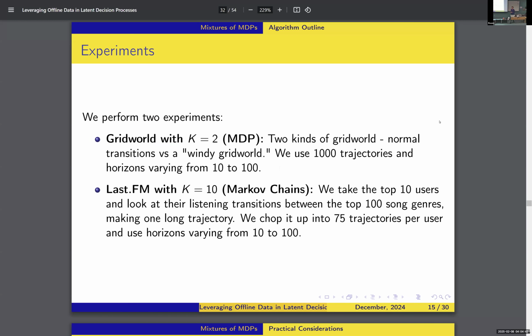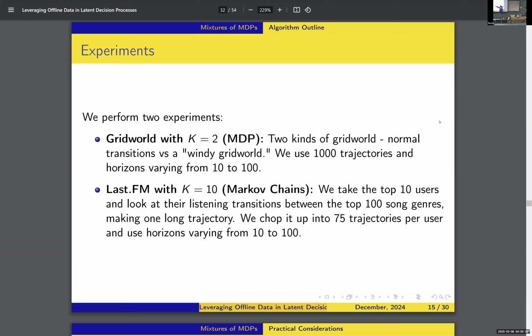And so I'll go into some experimental stuff real quick. We performed two experiments. One is with grid world that I already kind of mentioned to you. One is a normal grid world where if you move in a direction, you go in that direction. Then the other grid world in this setting is a windy grid world where if you move here, with some probability, you might end up elsewhere. We have 1,000 trajectories, which is reflective of higher quality medical studies. And we vary the horizon from 10 to 100 to see how performance varies with the offline horizon. By horizon, I mean the length of the trajectory offline.